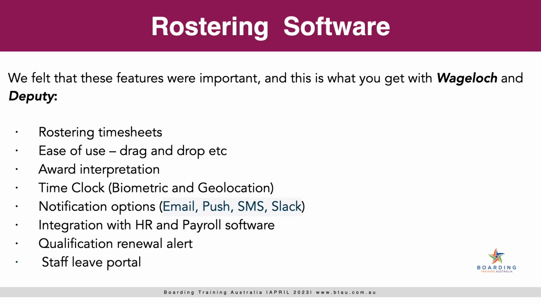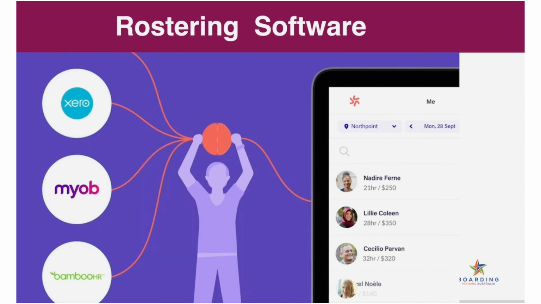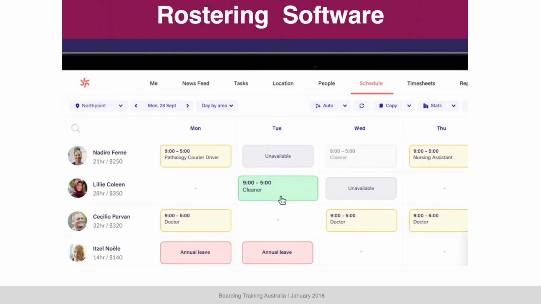Award interpretation, time clock, so biometric and geolocation, time clock, notification options, integration with HR and payroll, and this is one of the great benefits of rostering software. Qualification renewal alert, so that when your qualifications are running out, such as a working with children's card, they would alert HR staff, and a staff leave portal. So one of the great benefits, of course, is that rostering software links in with your accounting package or other software. And this is typically what rostering software looks like.